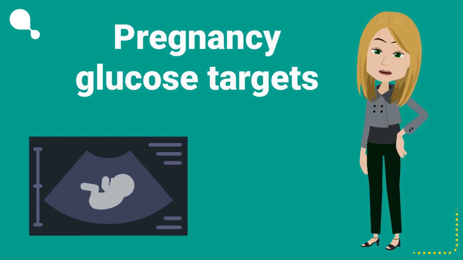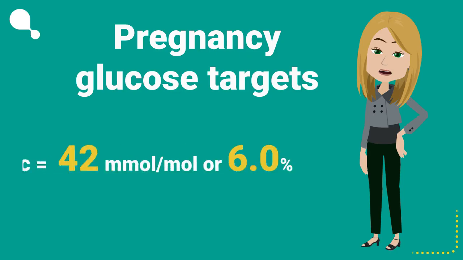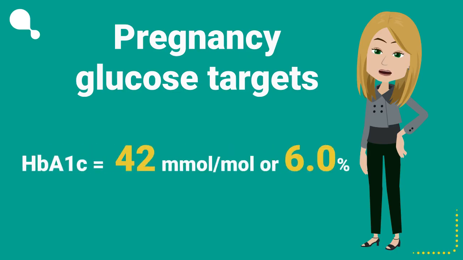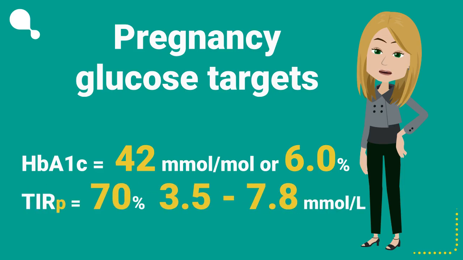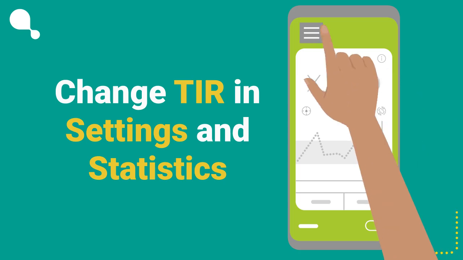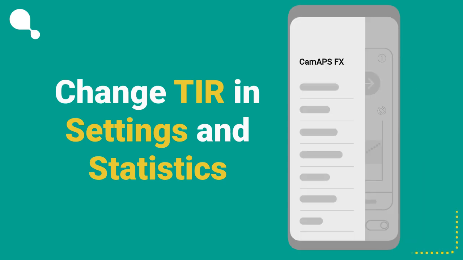When pregnant, the glucose targets are tightened to reduce the risk of possible pregnancy complications. The sooner these targets are met, the better, but everyone is different and your diabetes team will help guide which targets are best for you to aim for. Ideally, the HbA1c target is 42 millimoles per mole or 6%, and the time in range target is adapted to spend more than 70% of time between 3.5 to 7.8 millimoles per liter. You can change your time in range target by opening the settings menu and going to statistics.